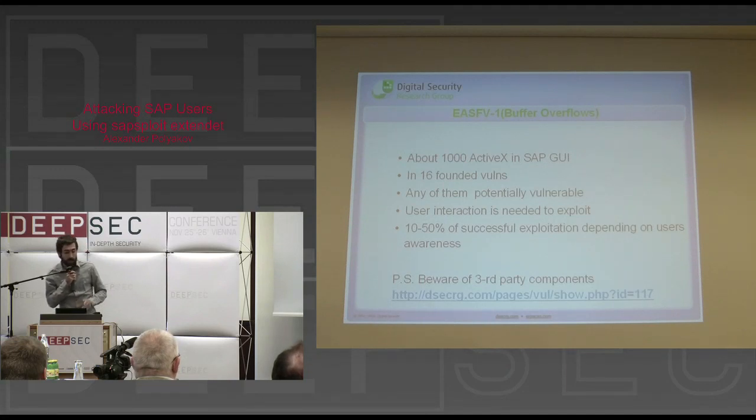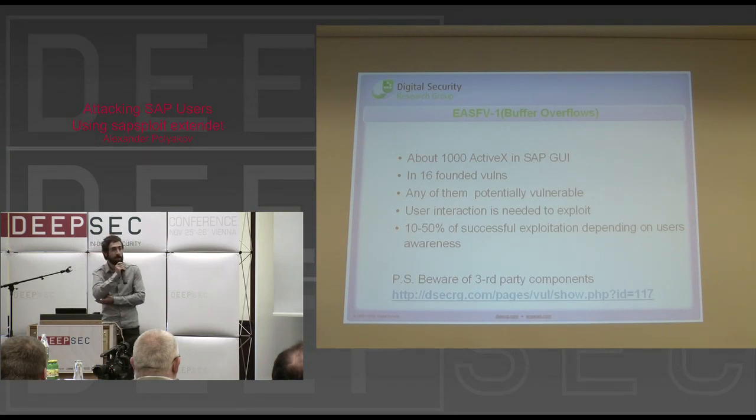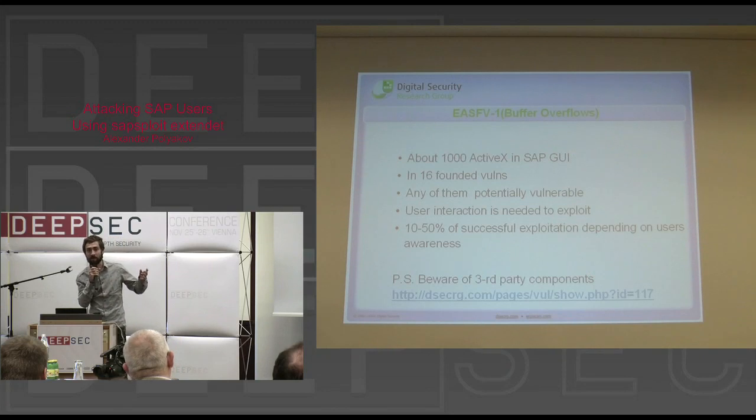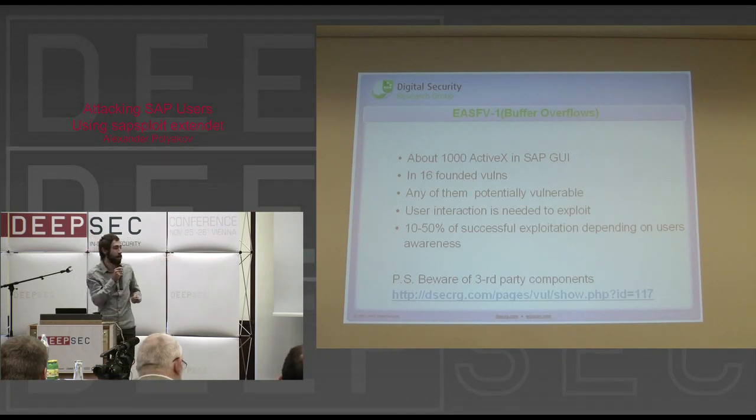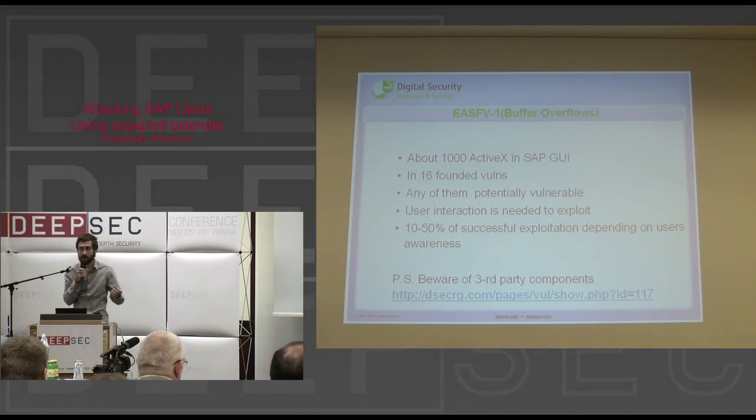And of course there is a problem in the third-party components. For example, there was a story about one third-party component where information about the vulnerability in this component was published, but SAP didn't even know that this component is used in SAP GUI. After half a year, we noticed that this third-party ActiveX control is used in SAP, and they patched it.